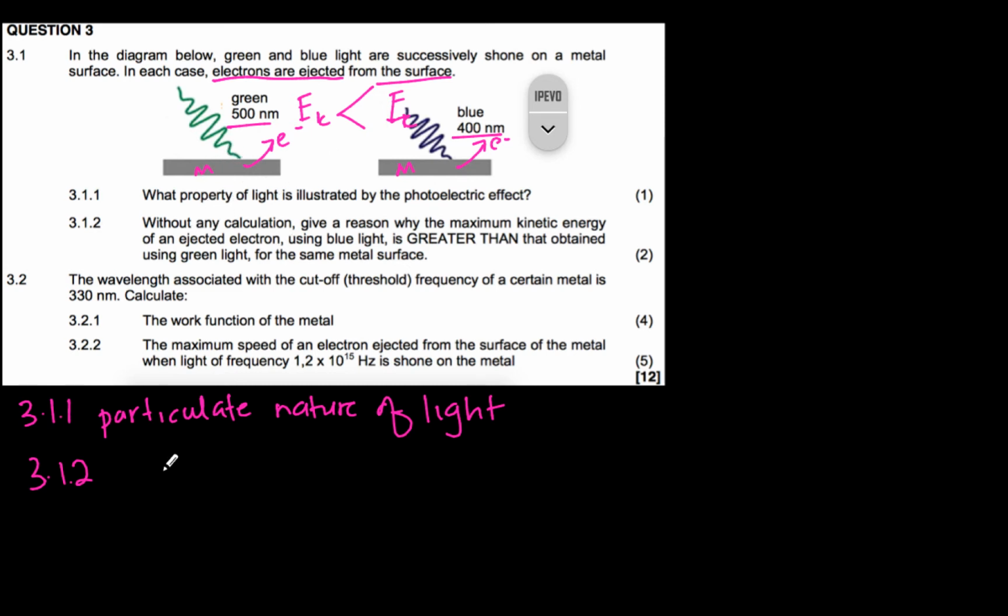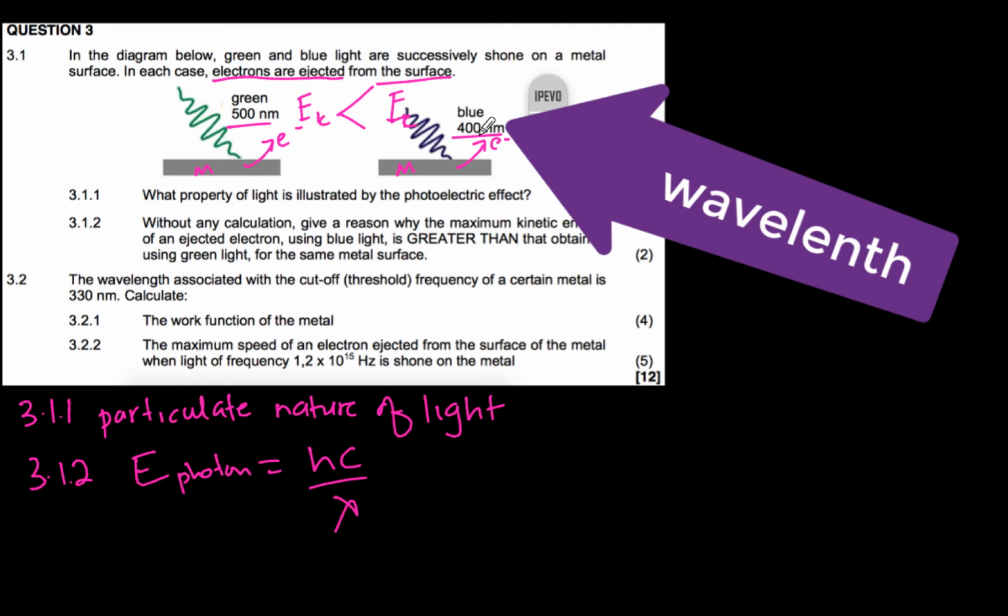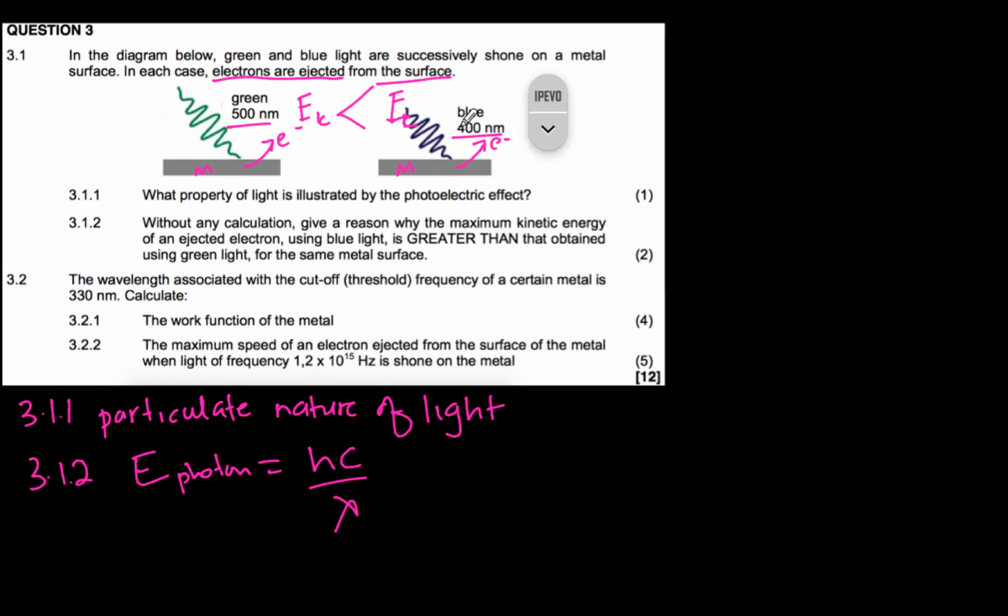So in this case, we can think of it like this: energy of a photon is equal to hc over lambda, right? So you can see the energy of the photon is inversely proportional to the wavelength. So the larger the wavelength, the smaller the energy of the photon. Hence, that means since the wavelength for the blue light is smaller than the one for the green light, the energy of the photon for the blue light is going to be greater than the energy for the green light. Hence, we are obviously going to have a greater amount of kinetic energy for the blue light.